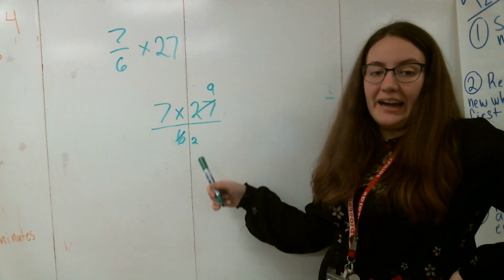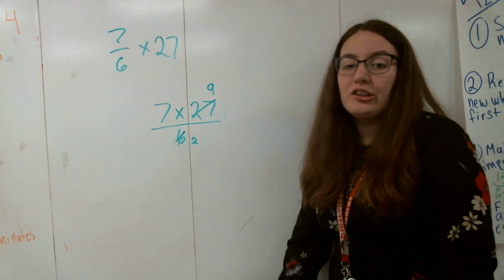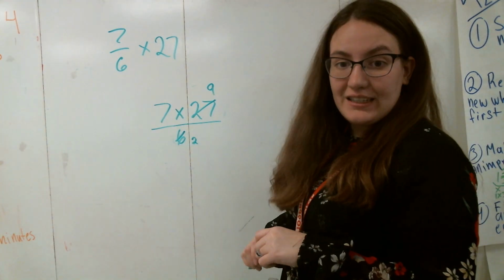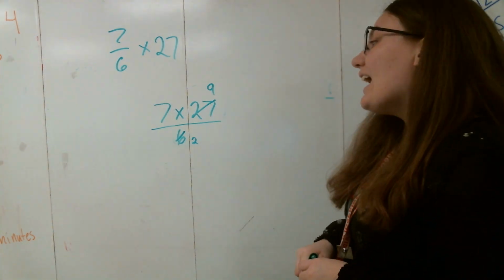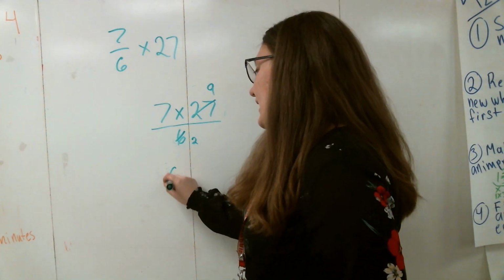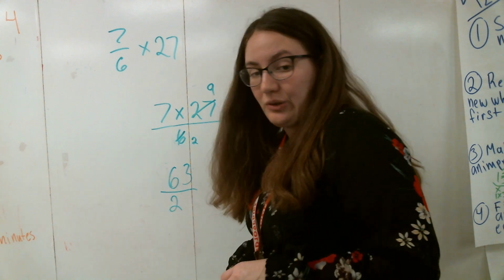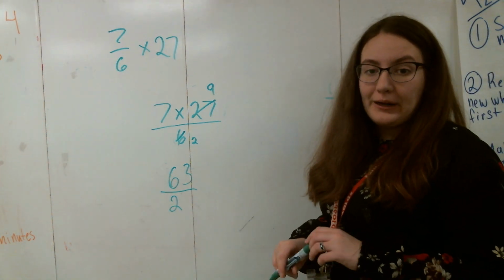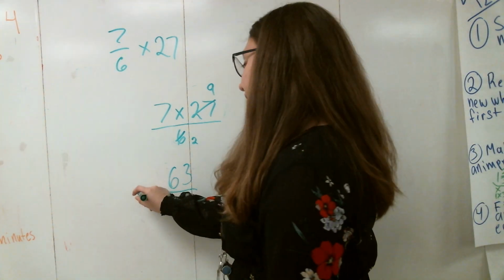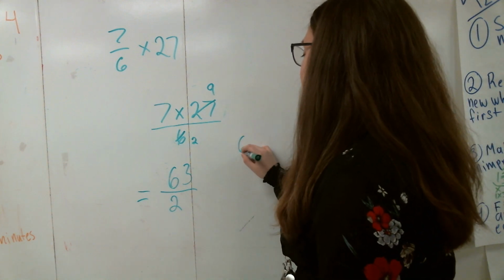And even though I am going to have to do some division near the end of this problem, it's still going to be a lot easier for me. So now, instead of 7 times 27, I have 7 times 9. And 7 times 9 is one of our facts that we should know. So 7 times 9 is 63 over 2. And now for this problem right here, if you can divide this off the top of your head, you can do that. Or if you need to, you can set up a standard algorithm, and that's totally fine as well.